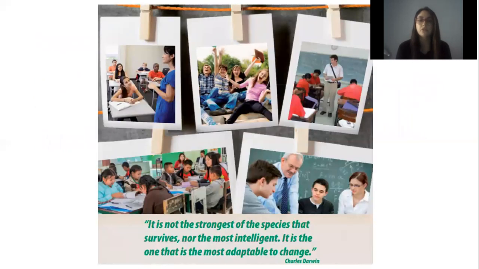Okay, so to start the unit, you're going to see 5 pictures. The ones you see here, they are all related to education and learning because that's the theme of our work and of the unit. The quote says, "It is not the strongest of the species that survives, nor the most intelligent. It is the one that is the most adaptable to change." And this quote is by Charles Darwin. Maybe you've heard of him.